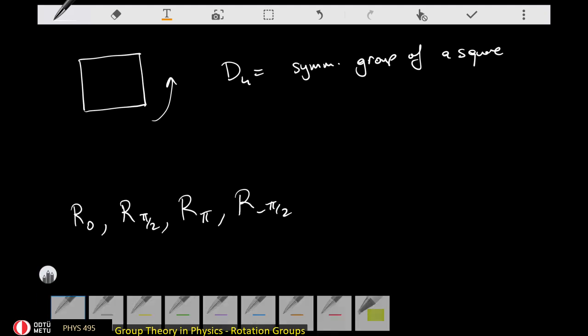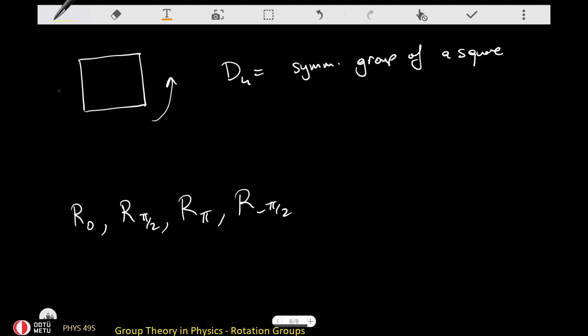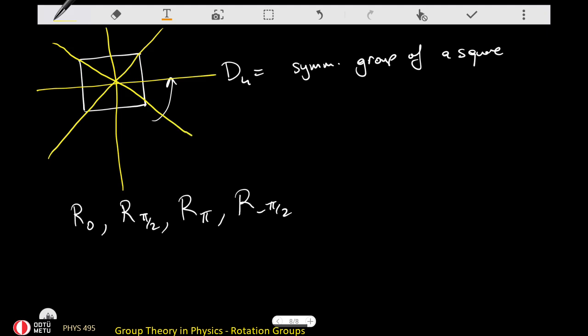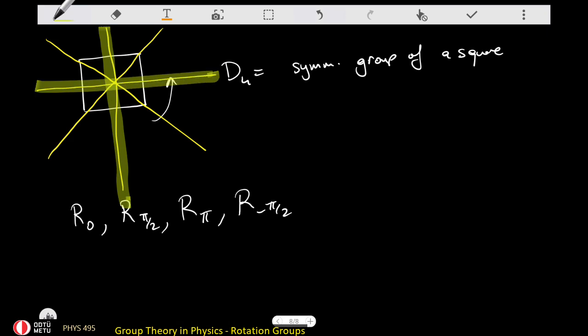For these reflections, I think I'm going to draw solid lines. So we have these 4 mirror planes. Interestingly, in that case, 2 of the mirror planes, I'm going to draw this again. So 2 of these mirror planes, let me use a different color in here, this one and that one, they pass through the corners, but this mirror plane and that mirror plane, they pass through the midpoints of the edges.